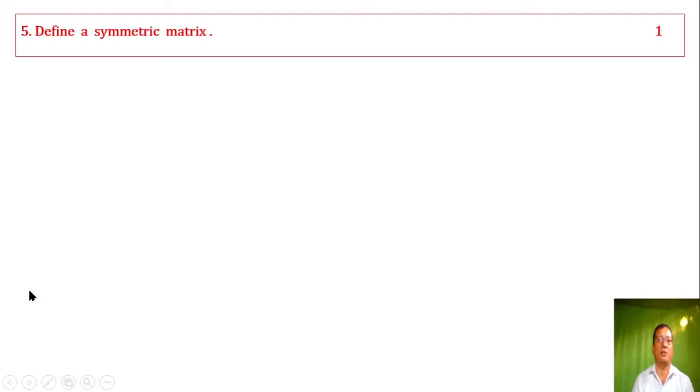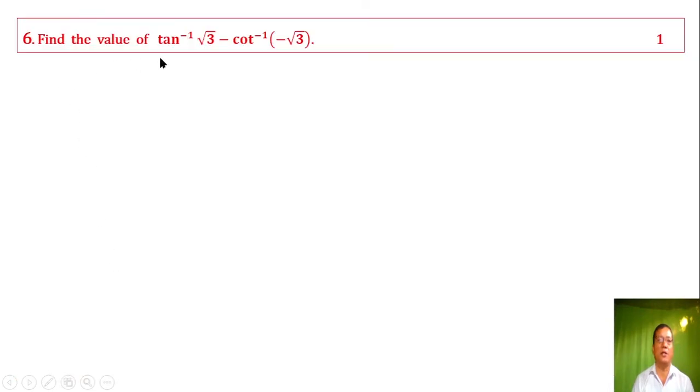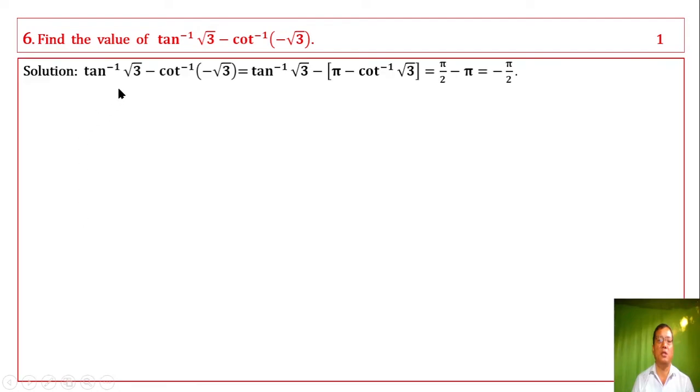Define a symmetric matrix. A square matrix A is said to be a symmetric matrix if A transpose is equal to A. Find the value of this. Tan inverse of root 3 remains unchanged. Cos inverse of minus root 3 is pi minus cot inverse of minus root 3, which is pi minus cot inverse of root 3. Tan inverse of root 3 plus cot inverse of root 3 is pi by 2, minus pi is minus pi by 2.